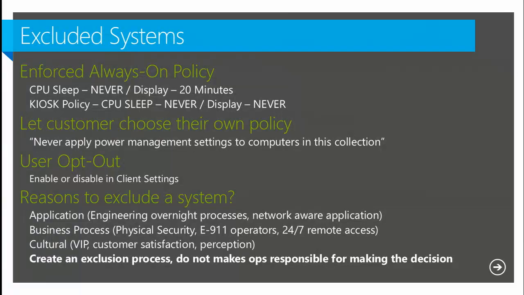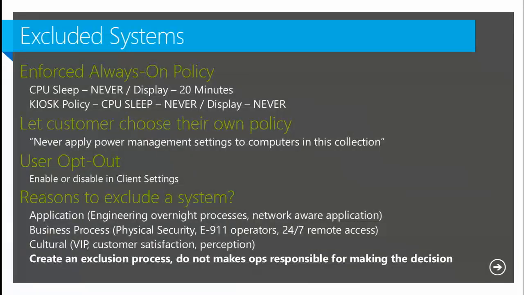So I want to talk about excluded systems just for a few minutes. When you think of exclusions, you think about systems that you're not enforcing power policy on. What we typically recommend to customers, though, is to create an enforced exclusion policy. Meaning, instead of letting customers do whatever they want, if a customer says they don't want to have a machine go to sleep, create a power policy that says never go to sleep. There's a couple of reasons for that. You can be an authoritative source saying you don't want your system to sleep, we're going to make sure it doesn't go to sleep. That's one.